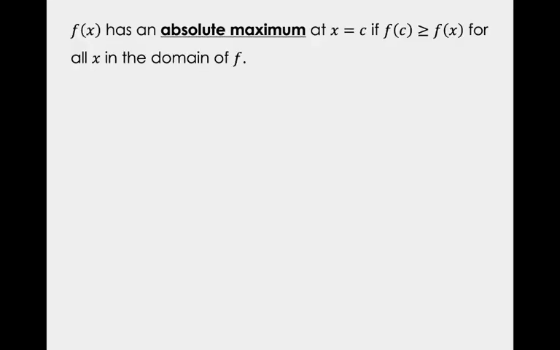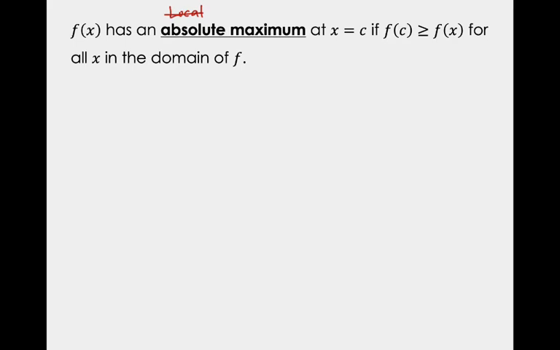Our definition of an absolute maximum, and we're going to see later that this is in contrast to what we call a local maximum. We're not going to talk about local maximums in this section, but we will a little bit later on. But an absolute maximum is: f of x has an absolute maximum at x equals c if f of c is greater than or equal to f of x for all x in the domain of f, which probably makes little to no sense as you read that.